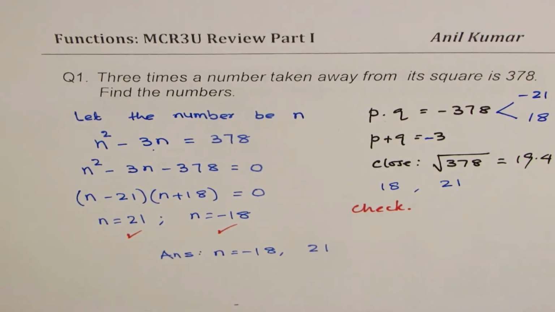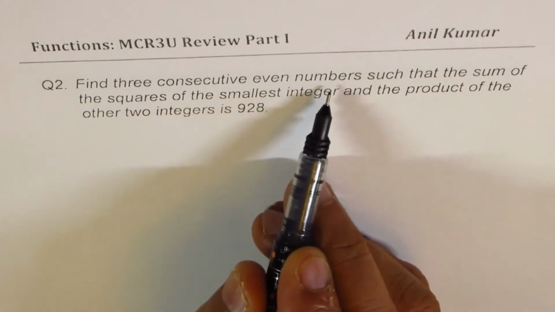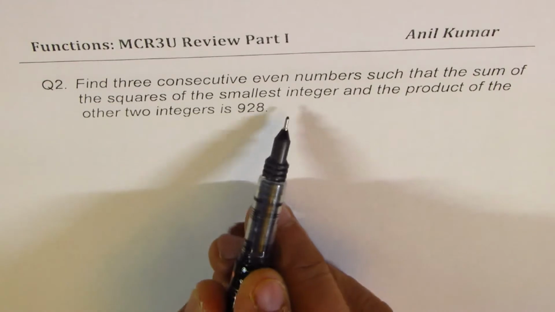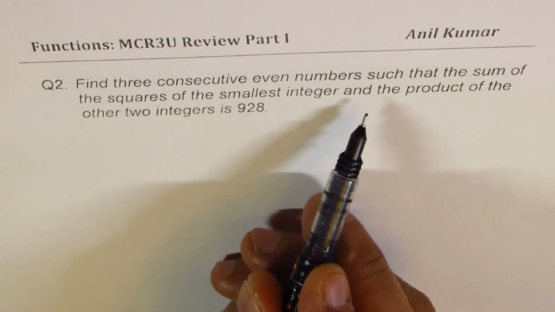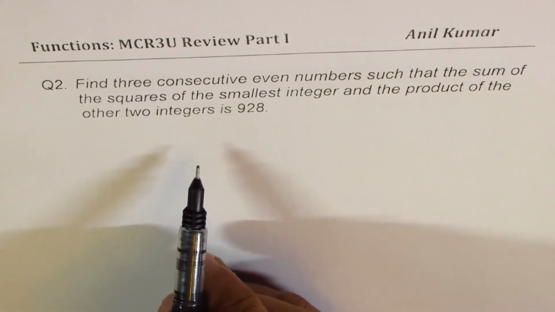So let's move on. Take question number 2. Find 3 consecutive even numbers such that the sum of squares of the smallest integer and the product of the other 2 integers is 928.